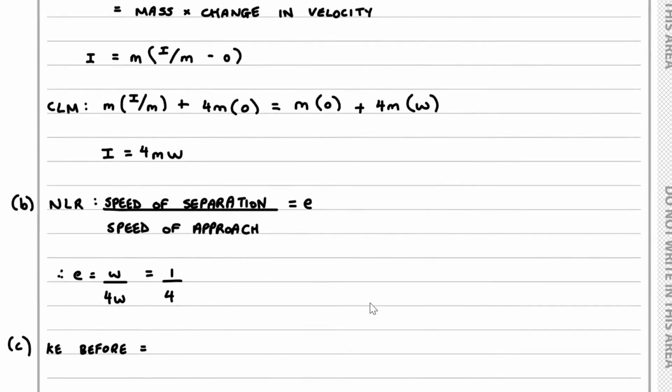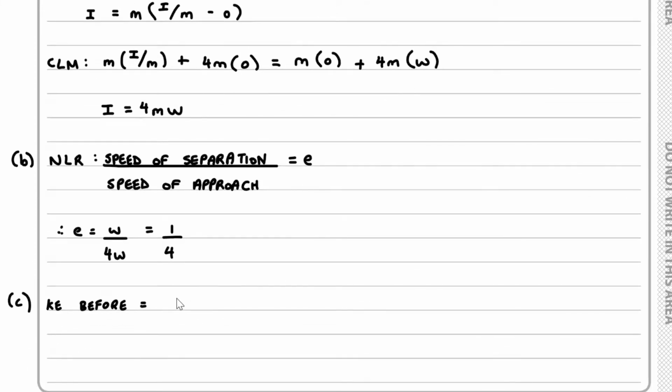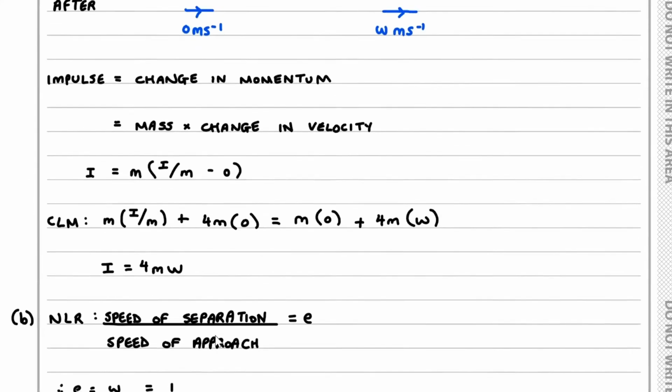So here we've got 1/2 multiplied by m multiplied by 4W squared. So it turns out over here we get 8mW squared joules.